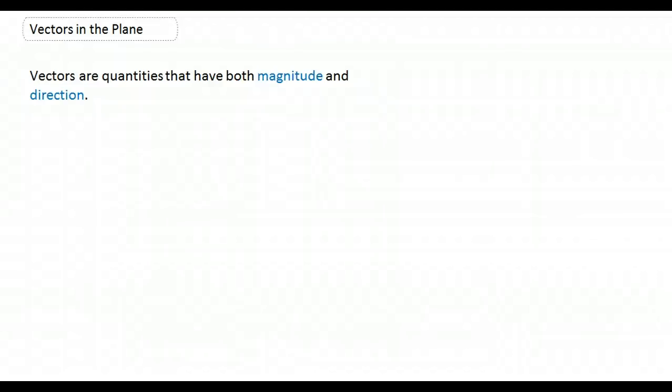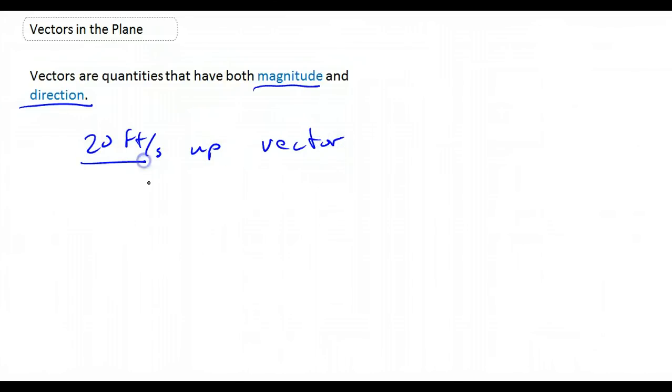Are you ready to learn all about vectors? Here we go. Vectors are quantities that have both magnitude and direction. So say I throw a ball at 20 feet per second straight up. That's a vector because there's my magnitude and there's my direction. But if I just say I'm driving at 30 miles per hour, that's a scalar. That's not a vector because you don't know what direction I'm driving.